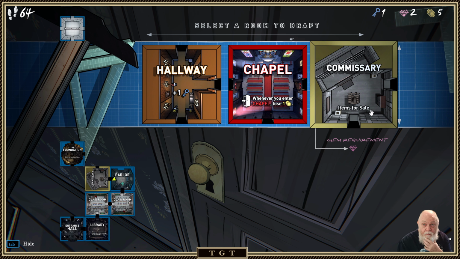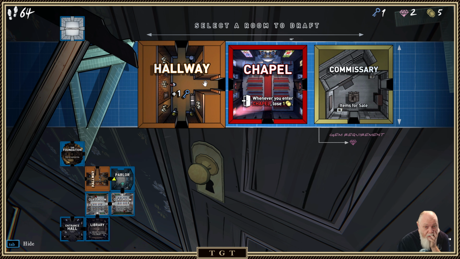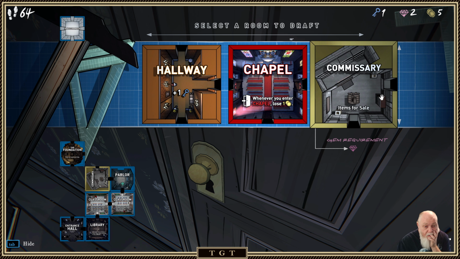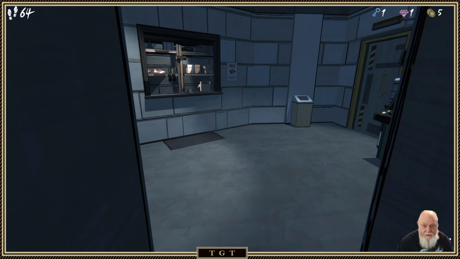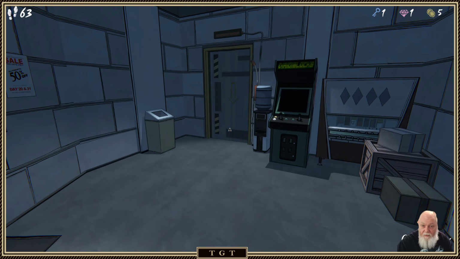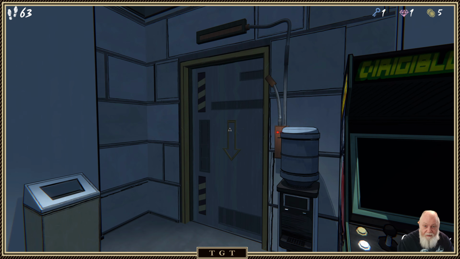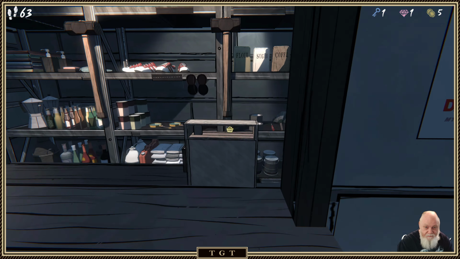We're going to do commissary and hope that it's selling gems today and that we can get enough money to buy gems. That's what we're hoping, because we want to do a bunch of classrooms. Oh, it's not going to let me through this door. Well, that sucks.